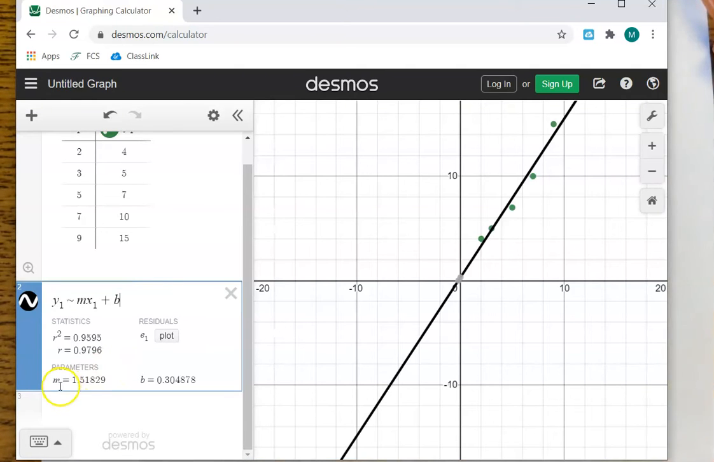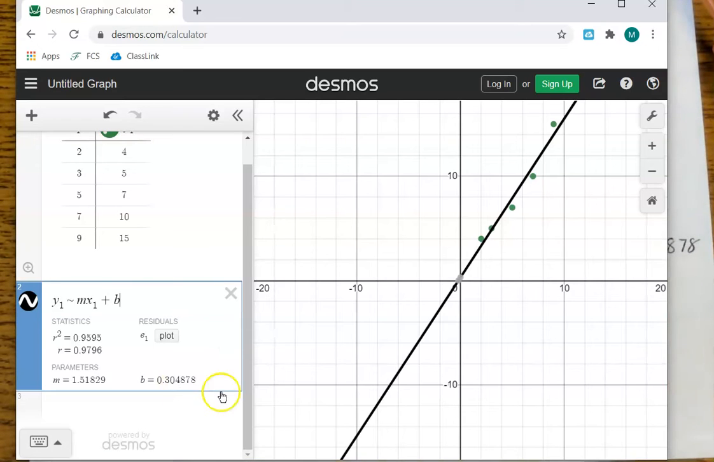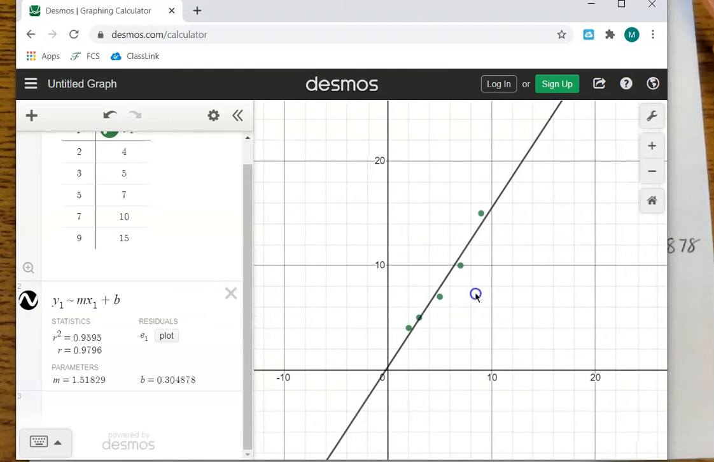Alright, I'm going to write down what my M is, and I'm going to write down what my B is. So it looks like my M is 1.51829. I'm going to keep the full amount. And my B is 0.304878. Alright. And if you look, it plotted the line. So it did its best to minimize the squared residuals here. So it got as close to all those dots as possible.